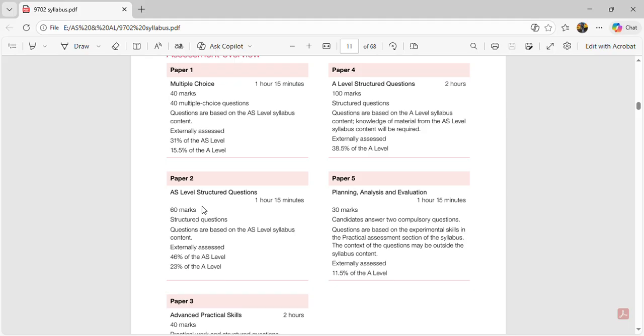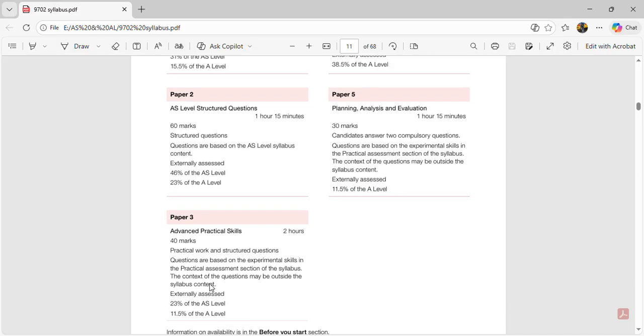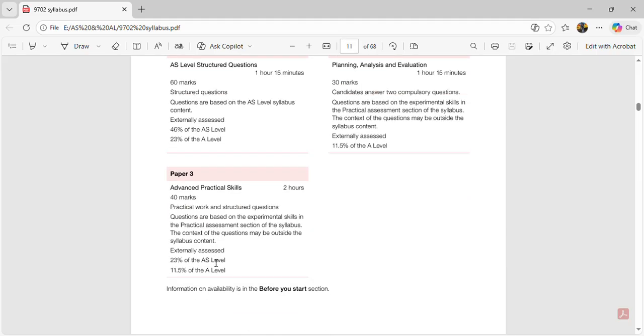We also have paper 3, which is the advanced practical skills. It is for 2 hours. This is the practical part of physics in AS, and here we need the skills that we learn in AS: the uncertainties and errors, and exactly how to operate the lab equipment provided. How exactly can you manipulate practically what they are saying in theory?